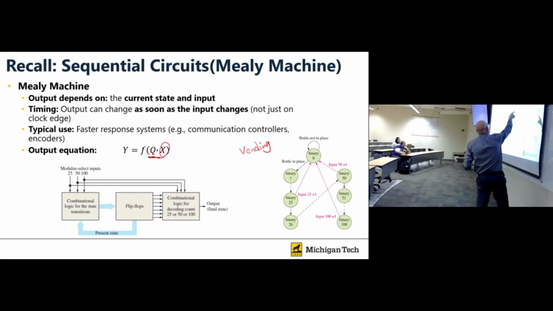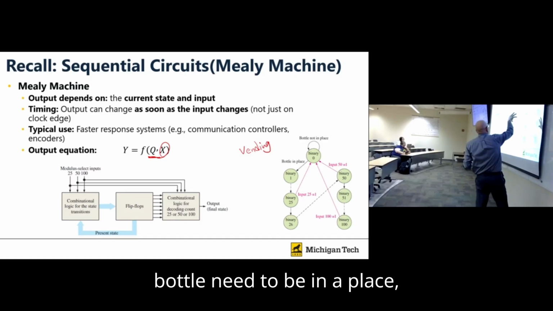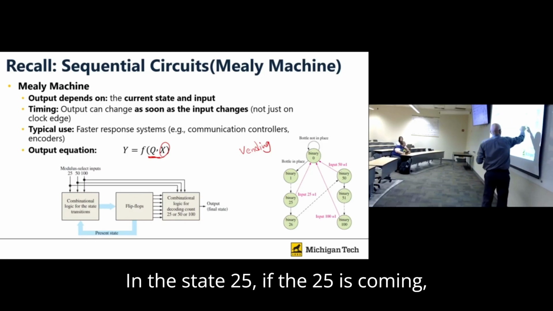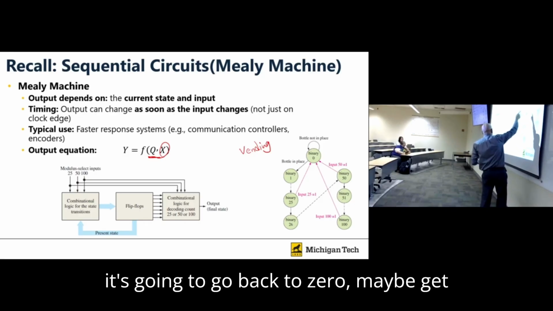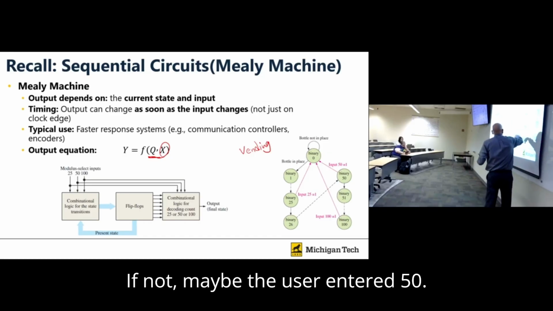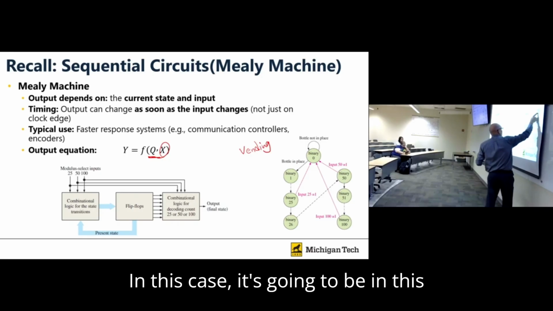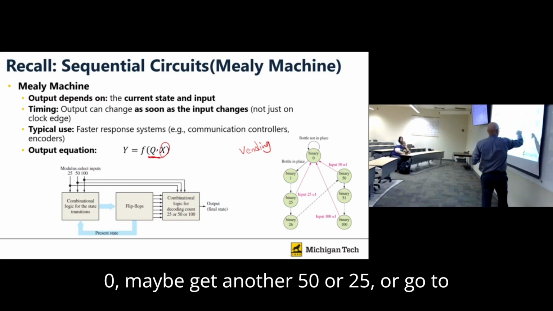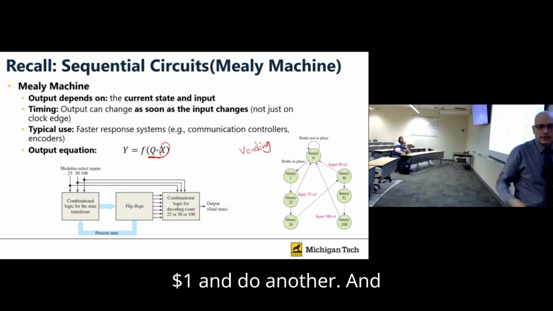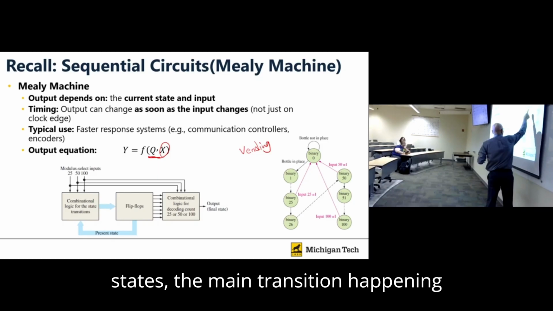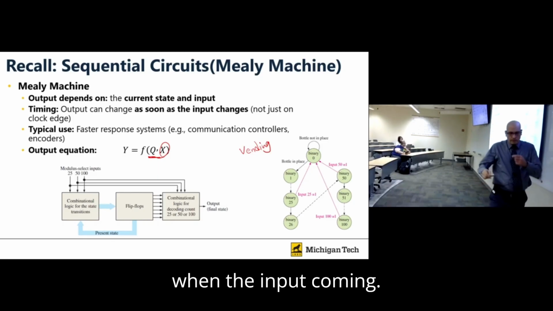And first, bottle need to be in a place. If it's not repeating, if it's there, it's going there at state 1, state 25. In the state 25, if the 25 is coming, it's going to go back to 0, maybe get another 25. If not, maybe the user enter 50. In this case, it's going to be in this state. If get 50, again, going to go to 0, maybe get another 50 or 25, or go to $1 and do another. And as you can see, transition between the states, the main transition happening when the input coming.